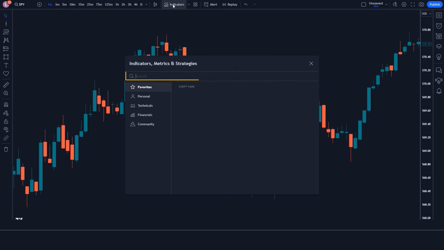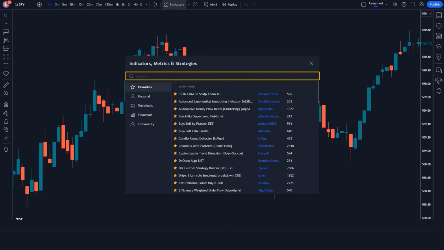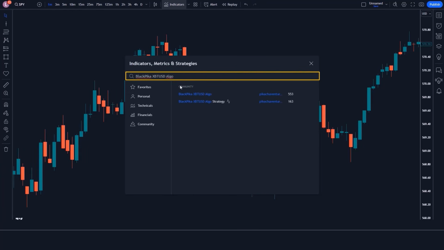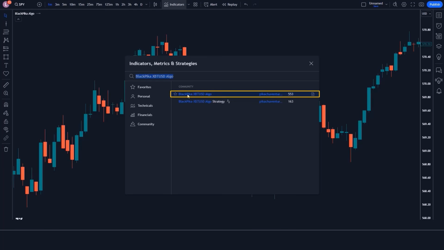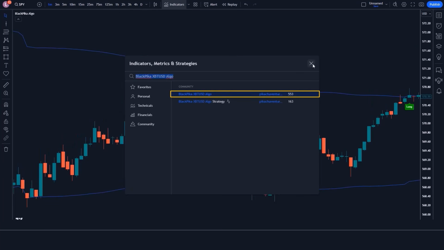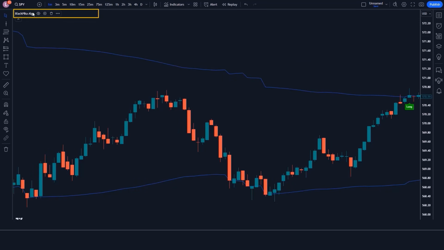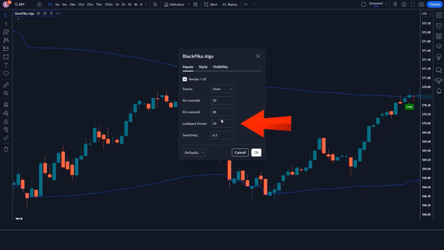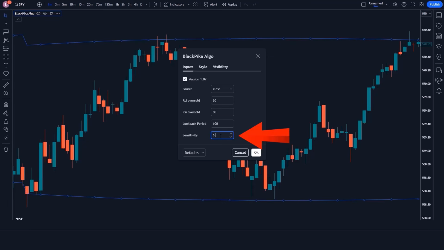First of all, we will search the Black Pica's Dust Algo in the search box of TradingView. After that we have to click on the Black Pica's Dust Algo option, in which we have to change some settings. We have to change this look-back period option from 20 to 100. We have to change this sensitivity option from 6.5 to 1.7.